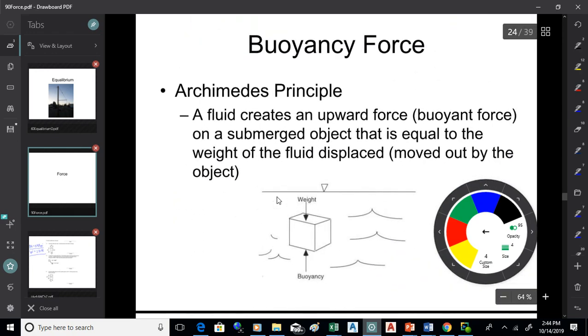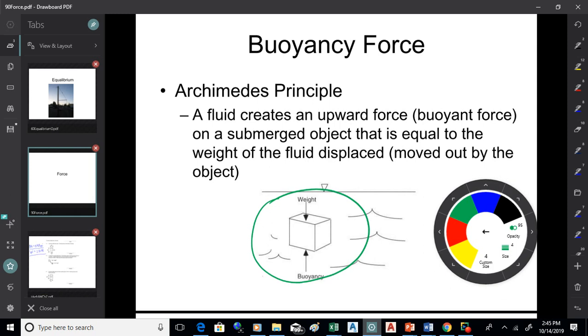Now the idea of buoyancy is if you submerge something, there's an upward force created called the buoyancy force. The upward force is equal to the weight of the fluid, which in our case is water, the weight of the water displaced, which is moved out of the way by the object. So if you take this block and submerge it, there's going to be an upward force on it equal to the weight of the water that is moved out of the way by the object. So if you find the volume of the object and multiply it by 62.4 pounds per cubic foot, you'll get the upward force of buoyancy exerted on the object.